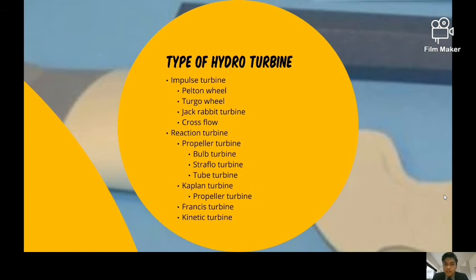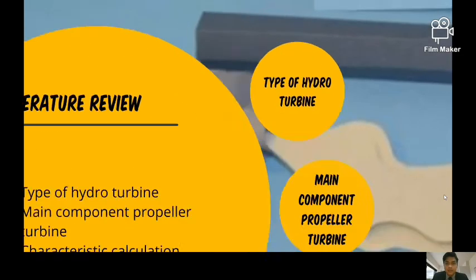The second one is the reaction turbine. This one is divided into four. The first is the propeller turbine, and the propeller turbine is divided into three: bulb turbine, straflo turbine, and tube turbine. Next is the Kaplan turbine. Under Kaplan turbine there is a propeller turbine. It's similar, but actually not the same. The other two are the Francis turbine and the kinetic turbine.